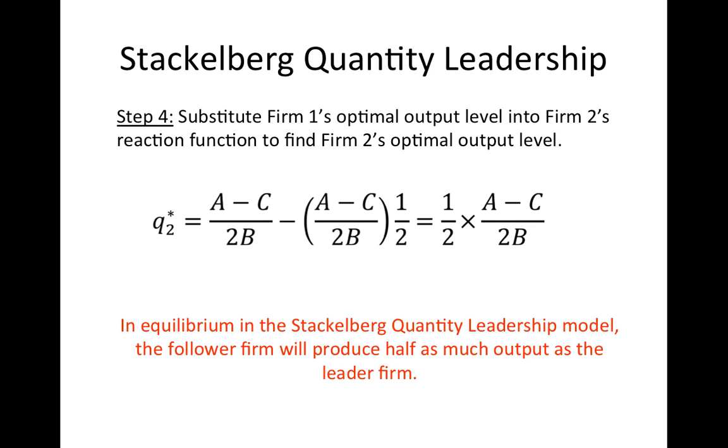Thus, we have discovered that in a Stackelberg equilibrium, the follower firm will produce half as much output as the leader firm will. Hopefully, in a market situation such as this, in which there is an established firm and a new player in the market, it makes intuitive sense to you that the established firm will have a larger market share than the new firm.